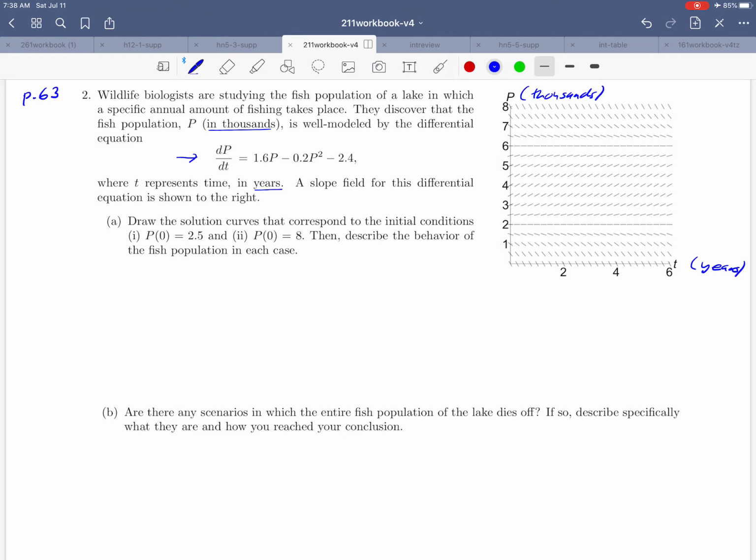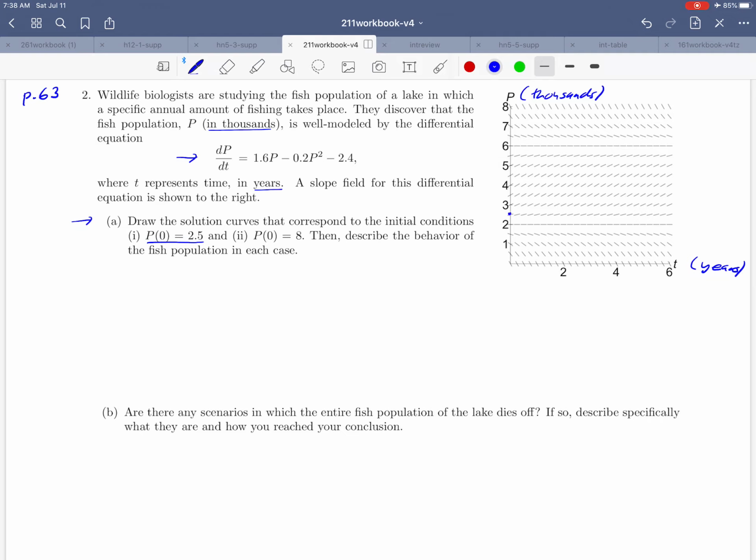Part A of this would like us to draw in some solution curves corresponding to initial conditions. Let's do those one at a time. They also want us to give a description of the behavior. What are these curves telling us? Starting with p of 0 equals 2.5, that's telling us that at time 0, the fish population is 2.5 thousand. Let's find that point, 0 and 2.5. That's sitting right about here.